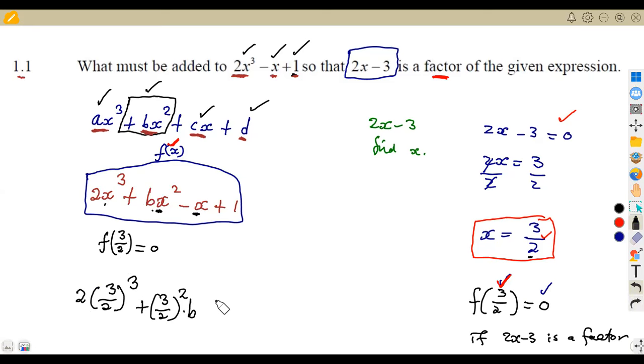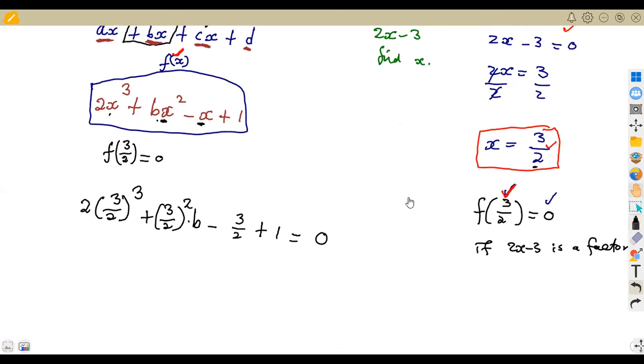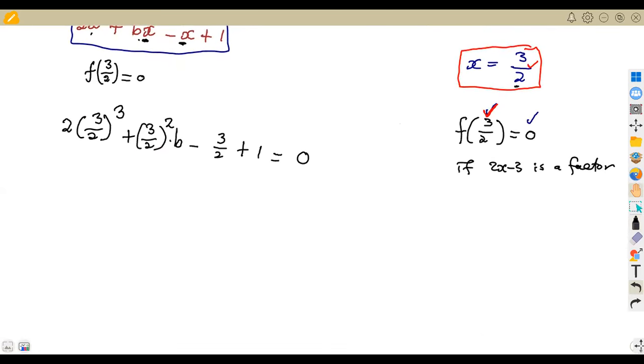Then we move on. Minus x. So it's minus, where there is x, we put 3 over 2. Plus 1. This must be equal to 0. So it's an equation now that we have formulated. By formulating an equation, you are supposed now to solve for the unknown. And the unknown value here is b. So you're supposed to solve for b.